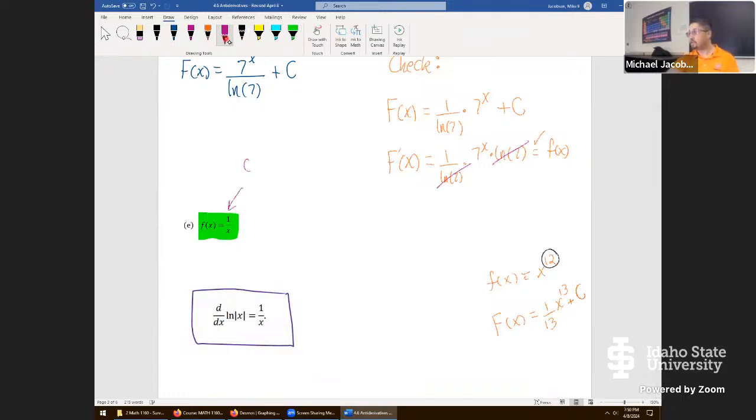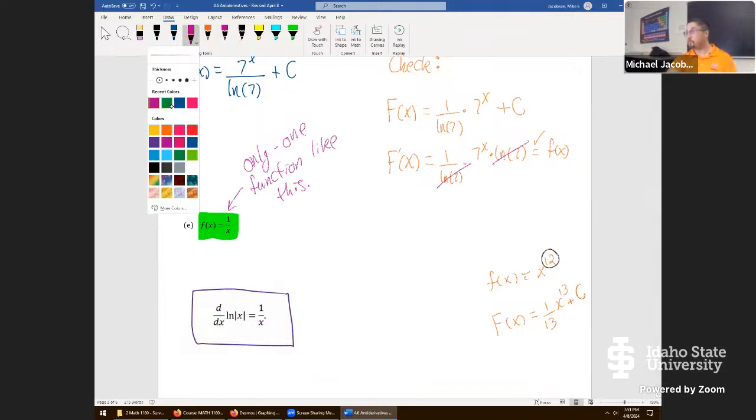So there is only one function like this. This is another one where it's worth our time to make a big deal out of it. It's super, super exceptional. I say there's only one like this, meaning this is the only one where the power rule reversed will totally fail. But still, we can find an antiderivative.